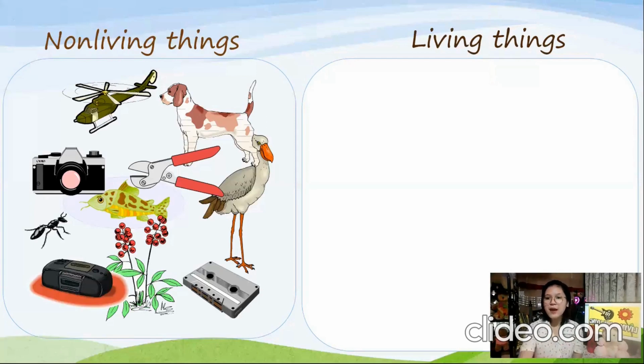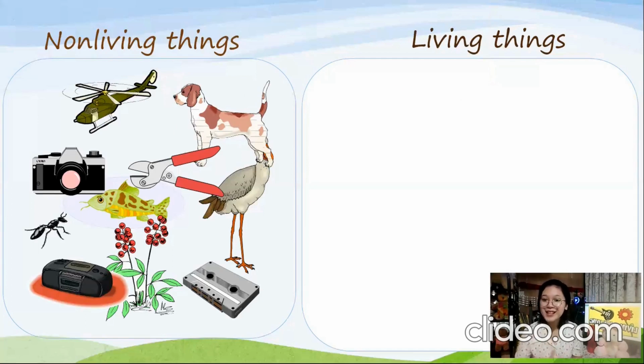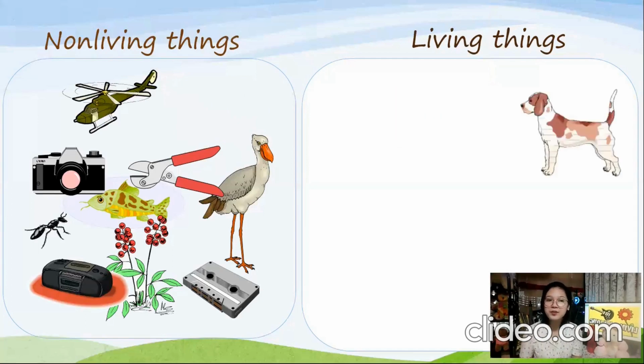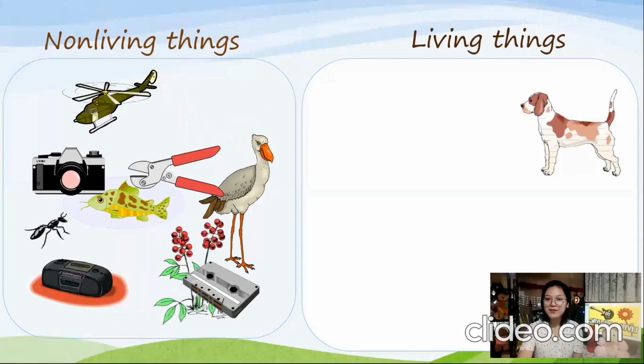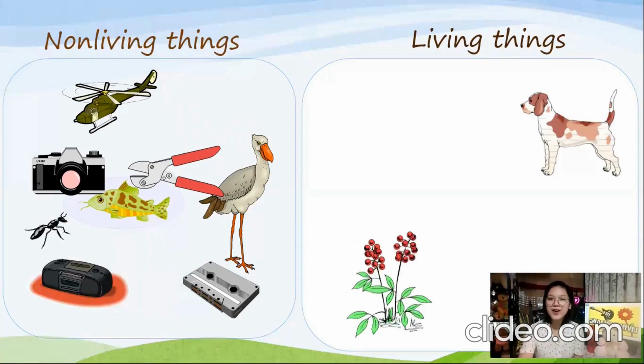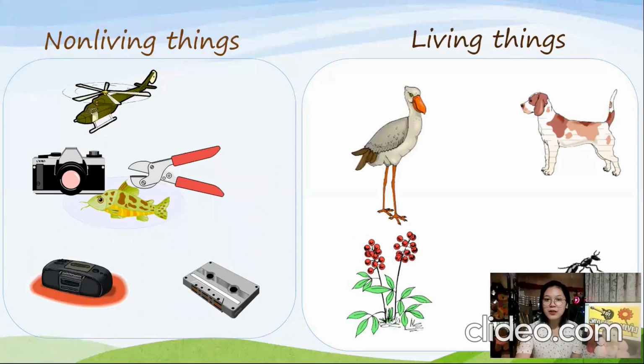A dog. Very good. It is a living thing. What's more? Oh, a plant. Very good. What's more? An ant. Of course, it is a living thing. What's more? Oh, it is a duck. Oh, a duck or a bird. Very good. And the last is a fish.